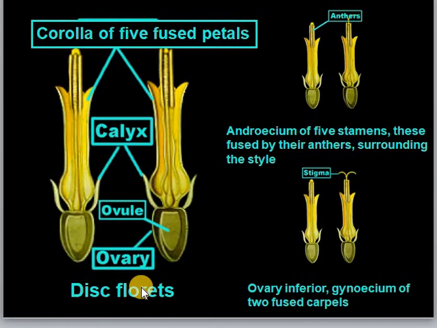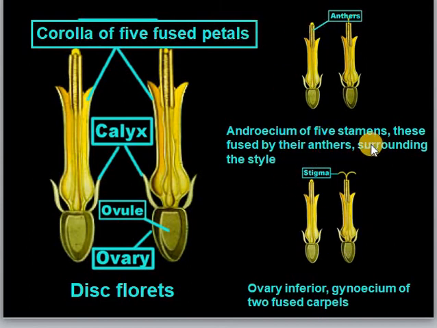See this diagram. This is the LS of a disc floret. In a disc floret, we can see the ovary, and the ovule is present within it, and there is calyx, then there is stamen, this is carpel, and this is petal. So all the four whorls are present in disc florets, and their corolla is fused. Petals are 5 in number and the corolla is fused, and they have anthers and the stigma.